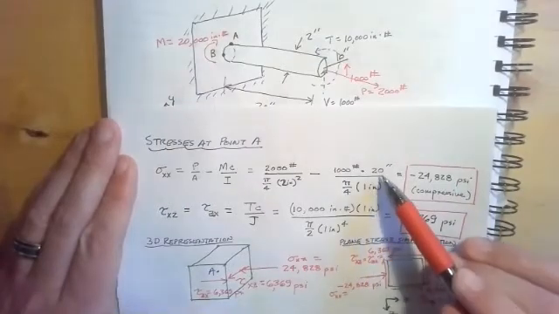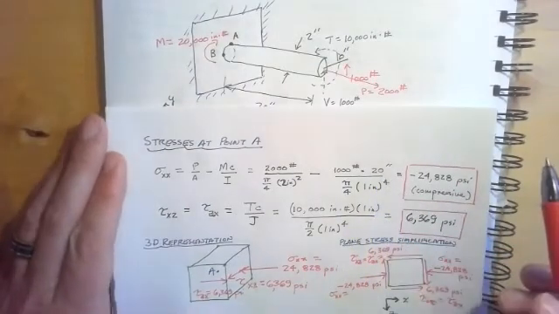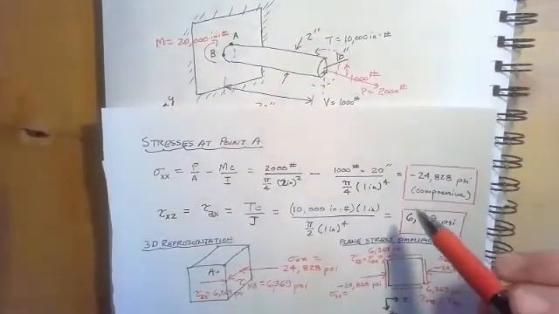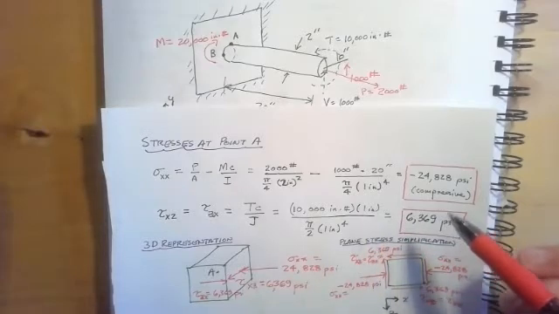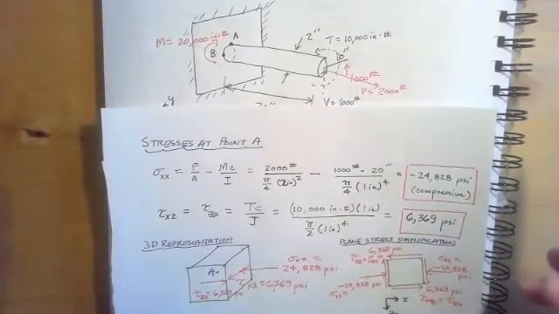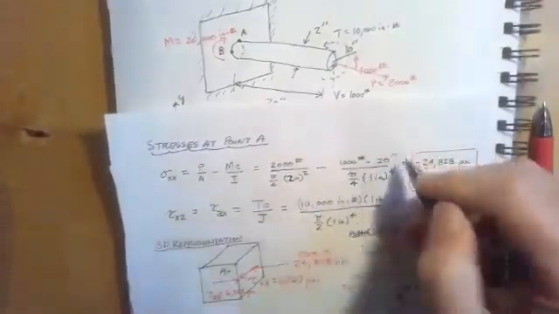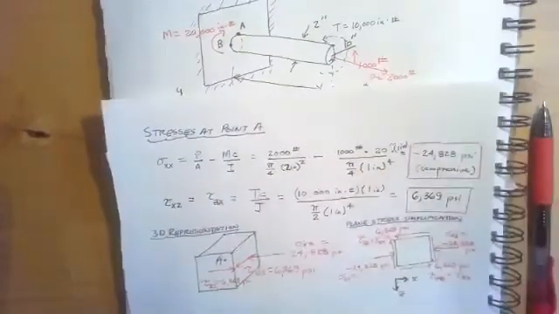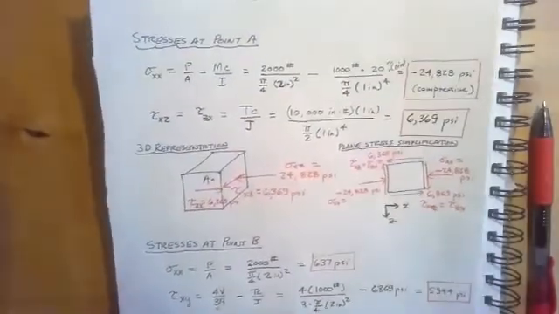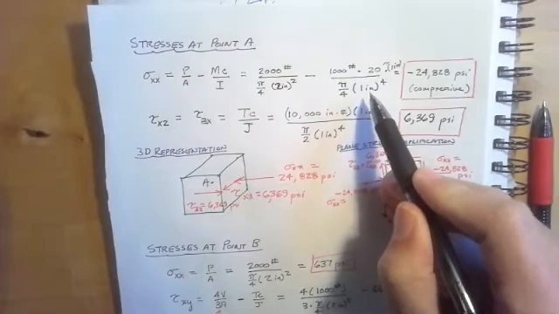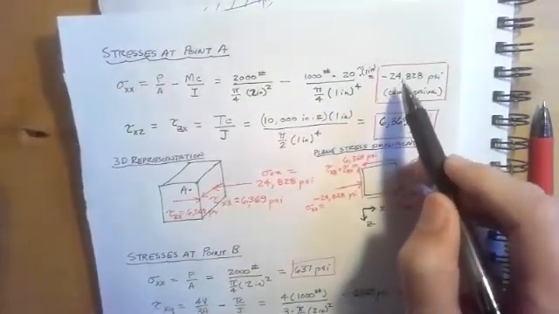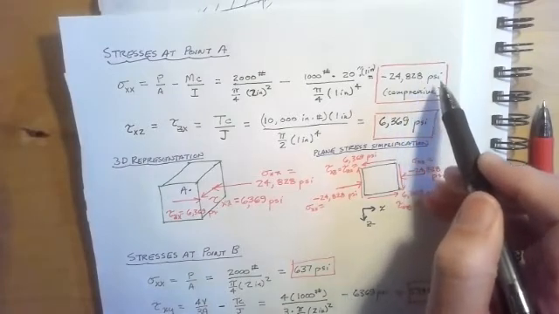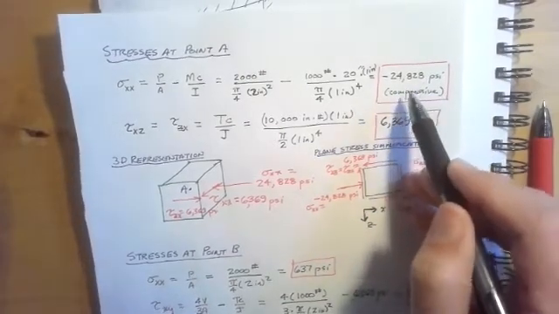times C, which would be 1,000 pounds times 20 inches, which would be 20,000 inch-pounds, times C, which would be 1 inch, divided by I, which would be pi over 4 times d to the 4th. And that would give me a stress of negative 24,828 pounds per square inch, and that would be a compressive stress.